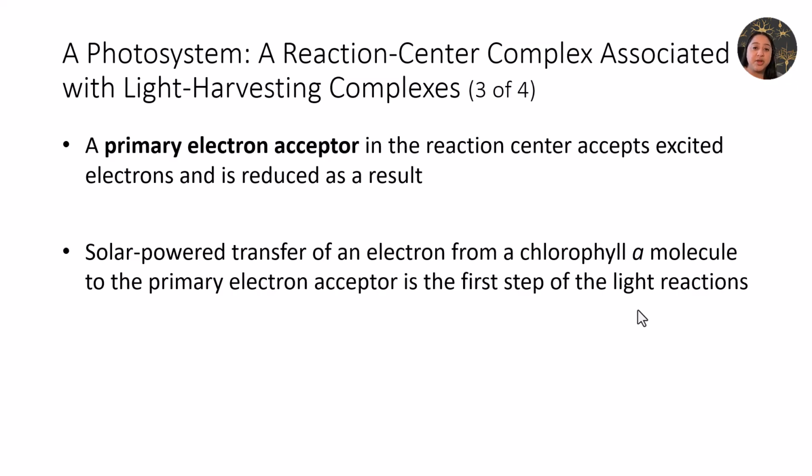So a primary electron acceptor in the reaction center accepts excited electrons and is reduced as a result. Remember, if something is reduced, it takes on extra electrons. So this solar-powered transfer of an electron from a chlorophyll A molecule to the primary electron acceptor is the first step of the light reactions.